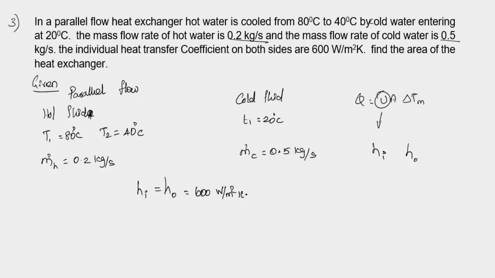So to find the area of the heat exchanger, in the first step you have to find the missing temperature. Only three temperatures are given in the problem: T1, T2, small t1. So you have to find the fourth temperature, that is, the small t2 value has to be found out.